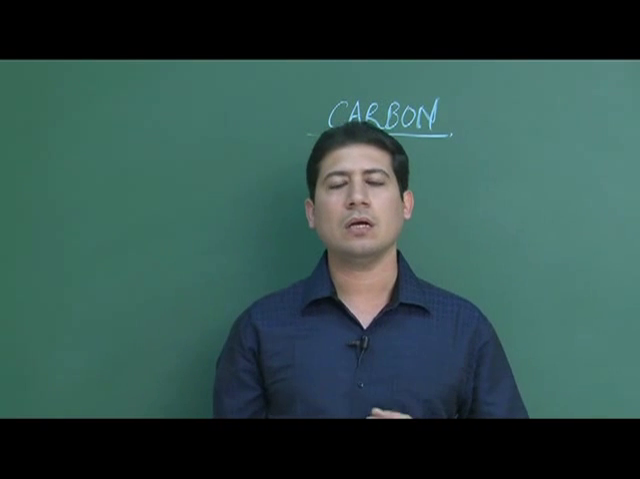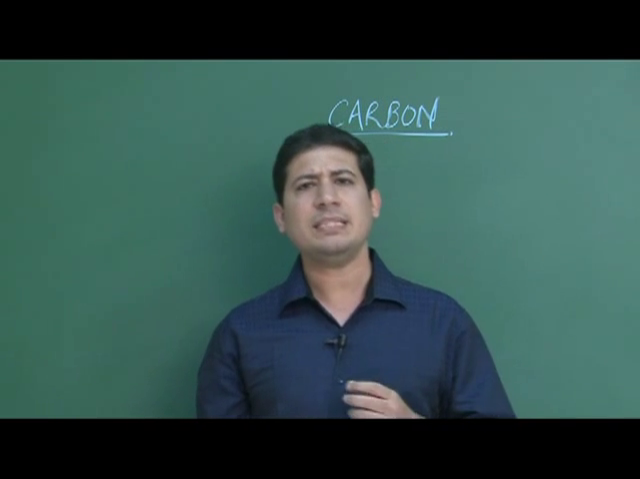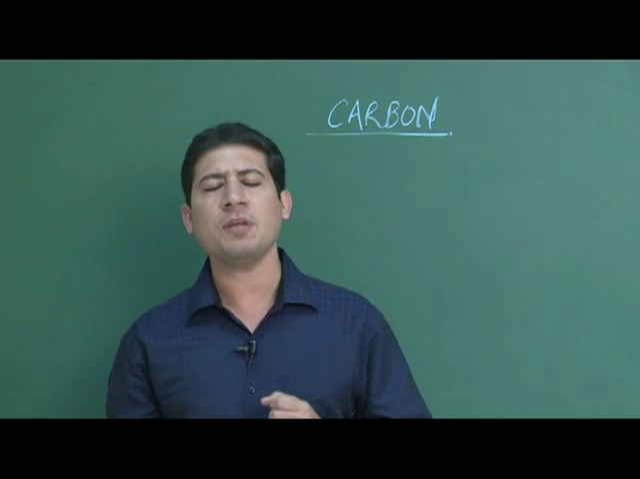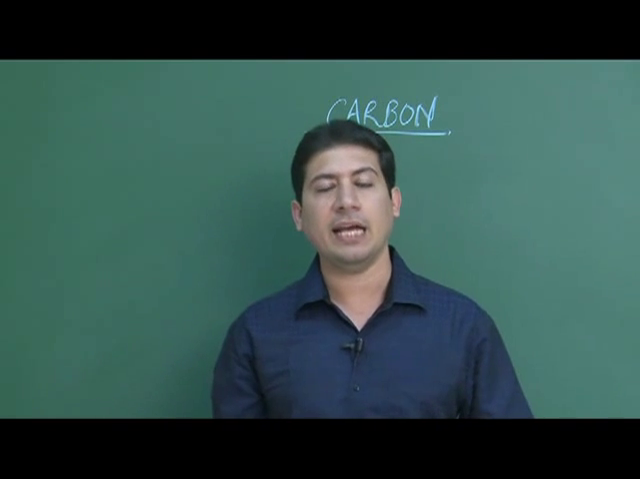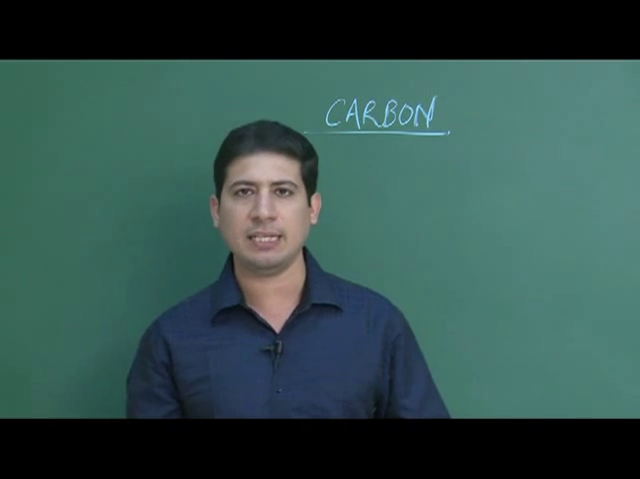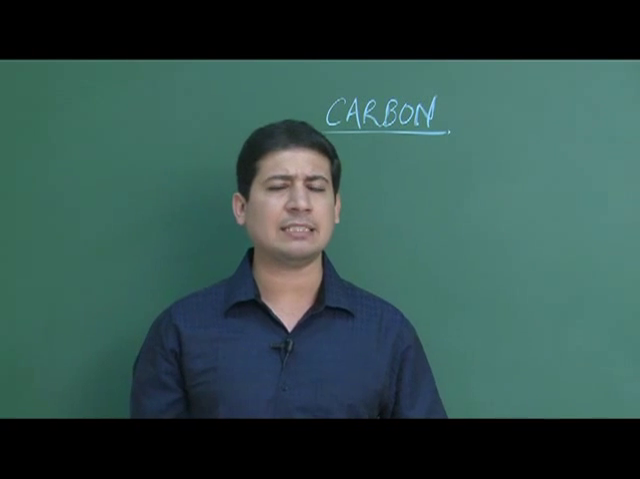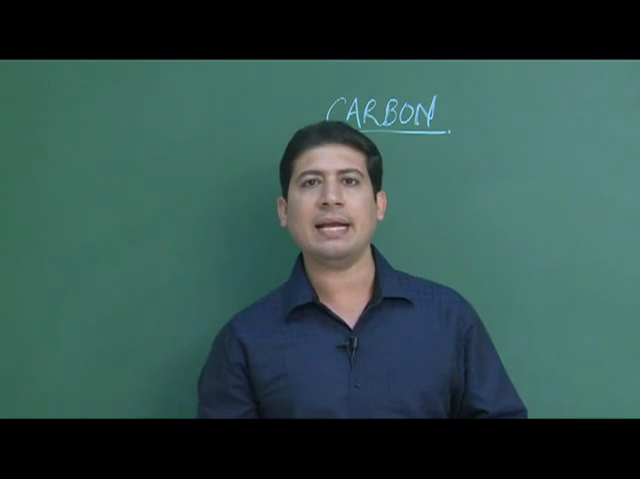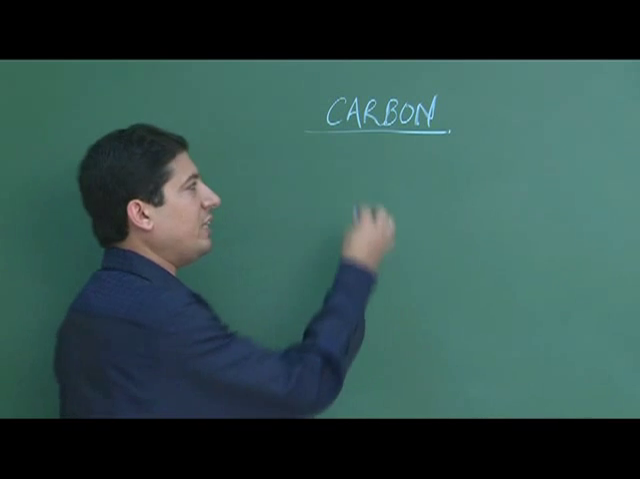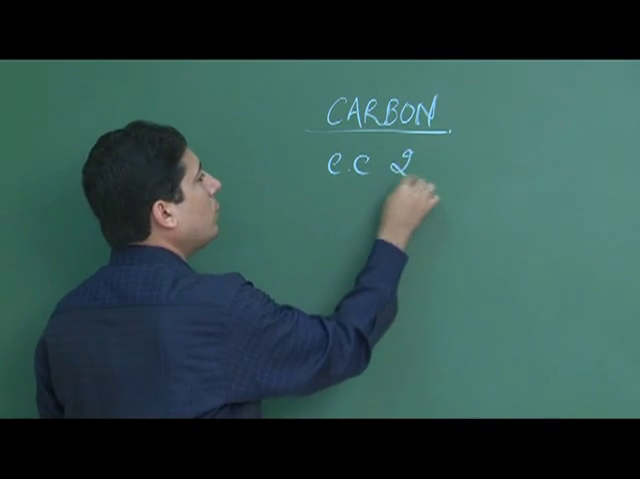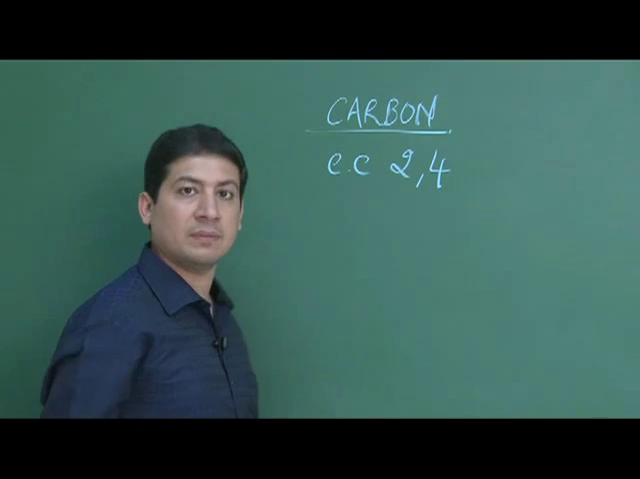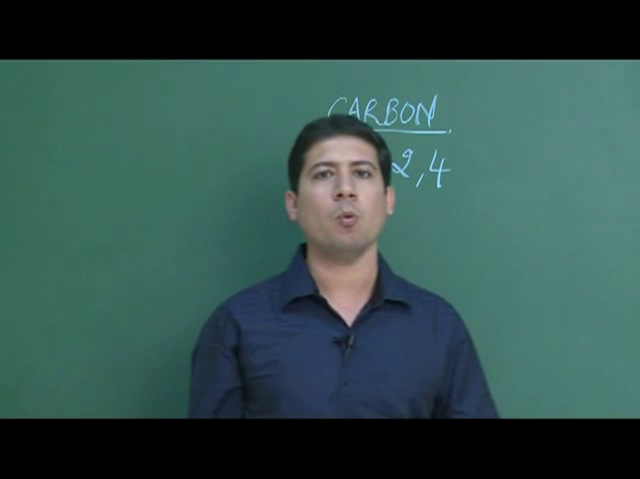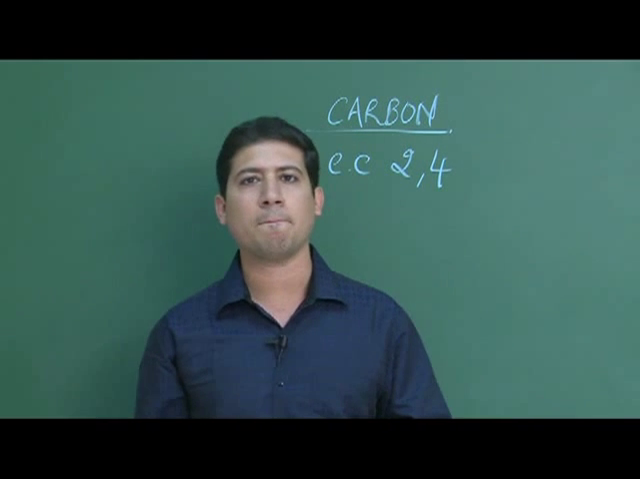Speaking about carbon, let me tell you that it is one of the most significant elements of the periodic table. Having atomic number 6, it has its electronic configuration 2, 4. That means it has 4 valence electrons.